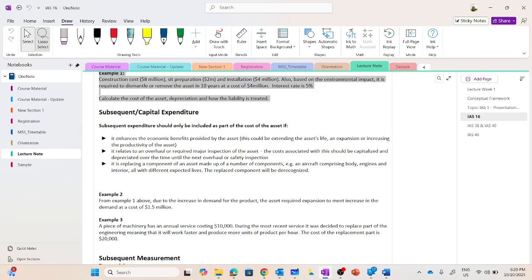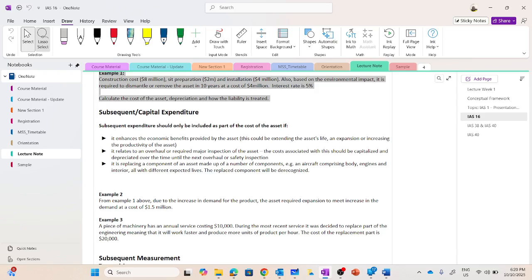So now let's take a look at example 2. It's very simple to solve. We are not going to crack it, I'm just going to explain. From example 1 above, due to the increase in demand for the product, the asset required expansion to meet the increase in demand at a cost of 1.5 million.